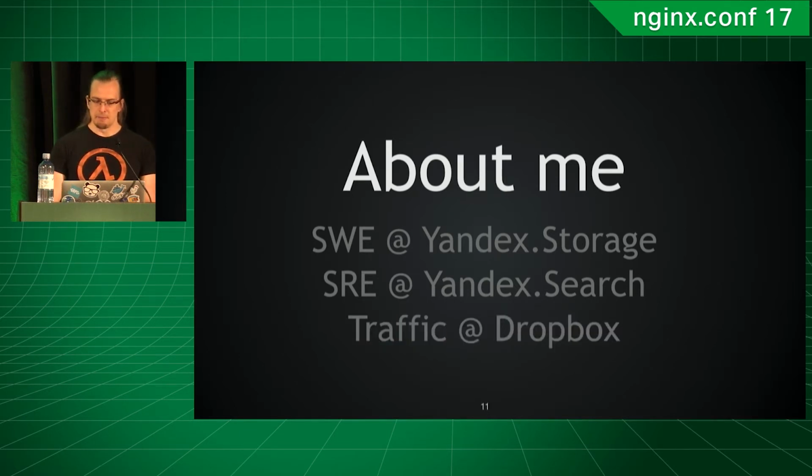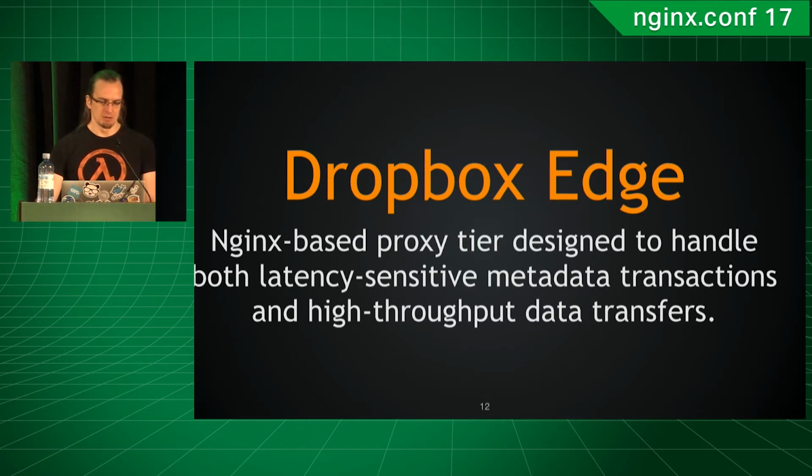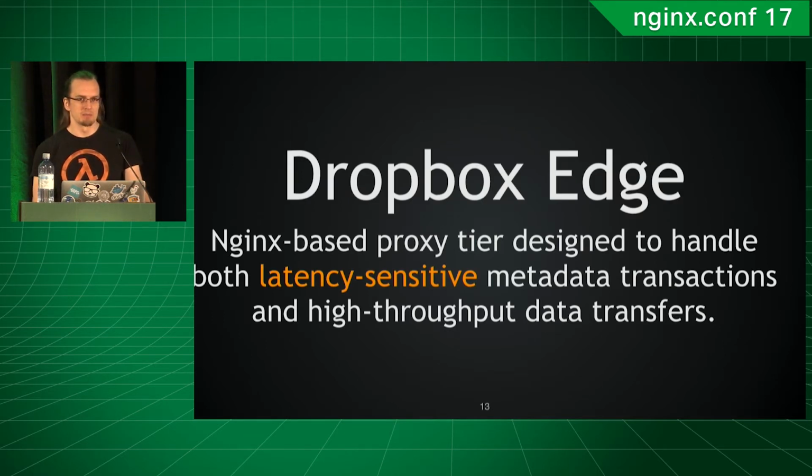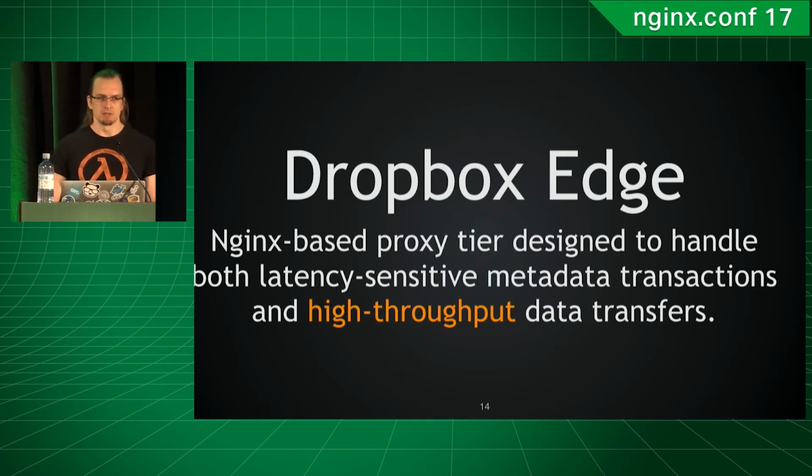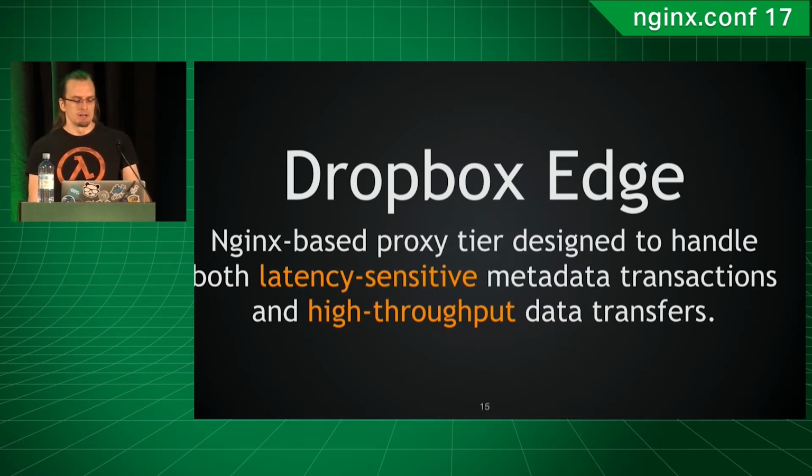So about Dropbox Edge. Dropbox Edge is an NGINX-based proxy tier designed to handle low latency stuff, for example website views, along with high throughput data transfers. For example, block uploads, file uploads and file downloads are high throughput data types. And we're handling both of them on the same hardware at the same time.